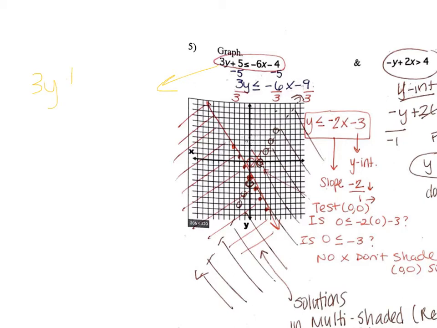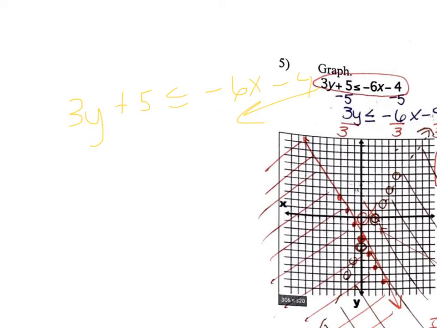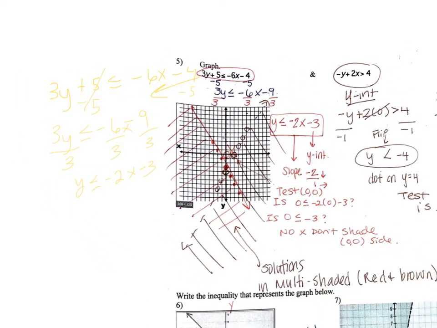So if we have 3y plus 5 is less than or equal to negative 6x minus 4, we want to isolate y, so we'll subtract 5. So we would get 3y is less than or equal to negative 6x, negative 4 minus 5 is negative 9. Divided by 3. We don't flip the symbol. We're not dividing by a negative. So we have y is less than or equal to negative 2x minus 3. So that is our inequality.